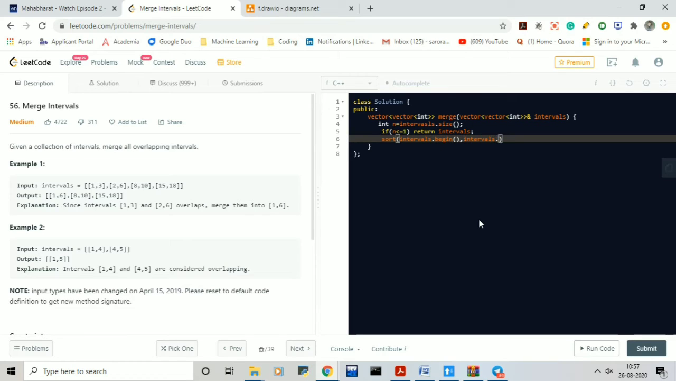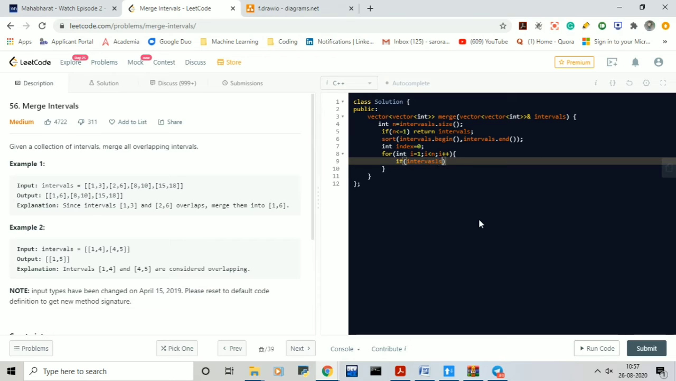to the end. We'll sort this interval, and then we will maintain one pointer, some index, and then we'll go through from 1 to n intervals, and then we'll check, okay, if this intervals i 0 is lesser than or equal to the index of 1, it means there is an overlap condition, then in that case, as we discussed, the final should be the maximum of both of them.